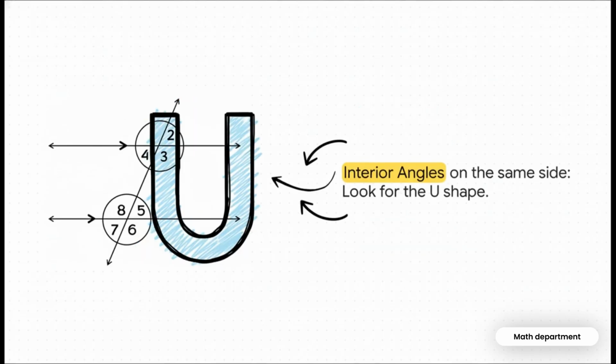Finally, we have interior angles on the same side of the transversal. Take a look at angles 3 and 5. If you trace the lines around them, they form this distinct U or C shape, perfectly tucked inside the two intersected lines. Honestly, getting comfortable with these specific relationships, corresponding, alternating, and same side, is totally crucial. It's literally the key to unlocking the rest of this lesson.